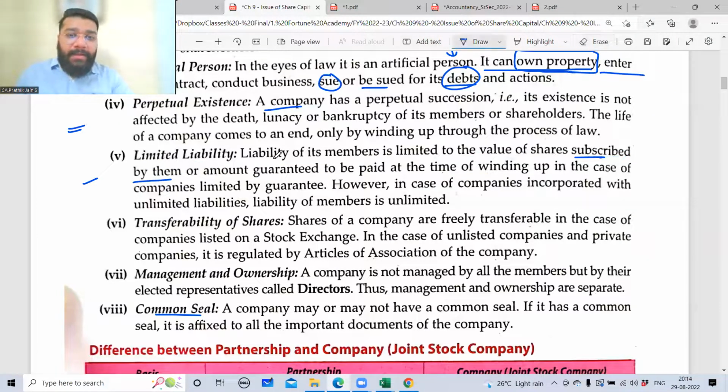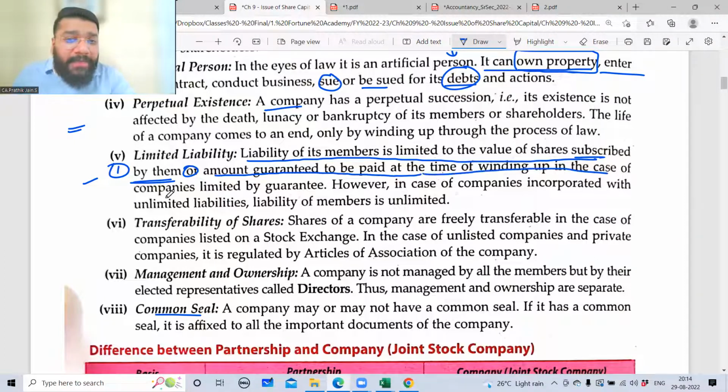Once again, let's see. Limited liability: the liability of its members is limited to the value of the shares subscribed by them. So this is the first category. Or the amount guaranteed to be paid at the time of winding up in the case of companies limited by guarantee. Company limited by guarantee, so this is the second case.